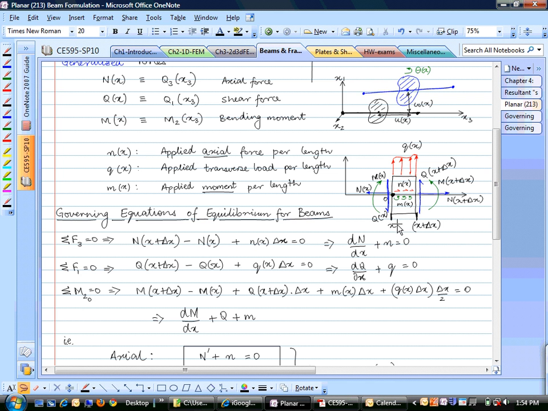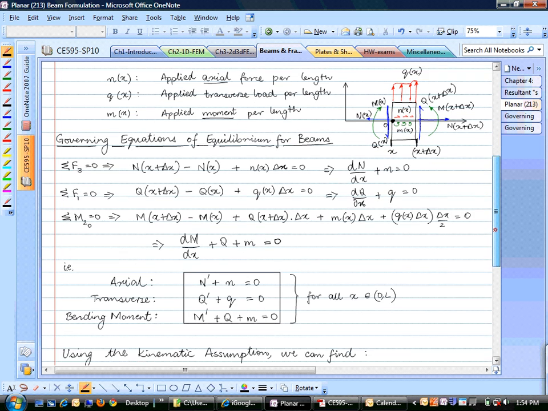Question? Which one? Oh, you mean q x? Yes, so I'm neglecting, these are all functions of x. I'm just not writing the x explicitly there. So this is q of x. q is a function of x. So this is what we get as the third equation of equilibrium for the moments.